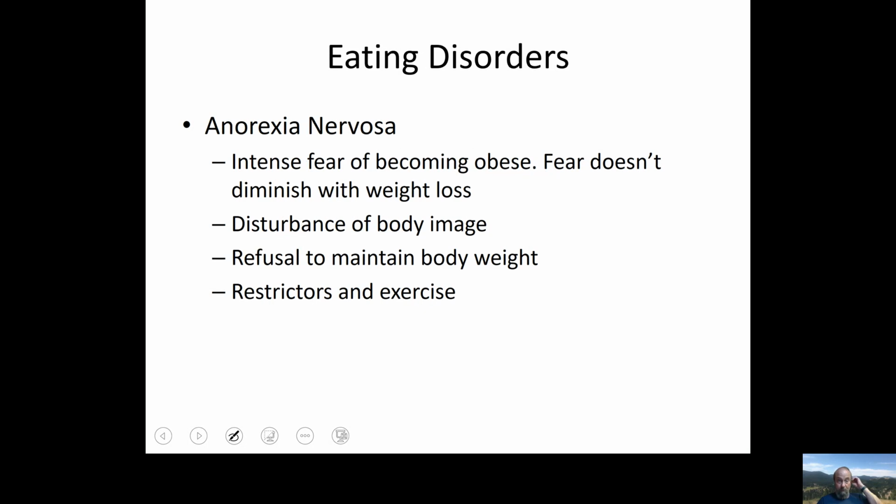So this is intense fear of becoming obese. Fear doesn't diminish with weight loss. Very disturbed body image. They see themselves as overweight, even though they're extremely thin. That's one of the key issues of anorexia nervosa. Now, they refuse to maintain body weight. They restrict and exercise, so they don't eat much. They exercise a lot. This is anorexia nervosa. Life-threatening illness. About 10% mortality left untreated. And so it's a life-threatening illness.